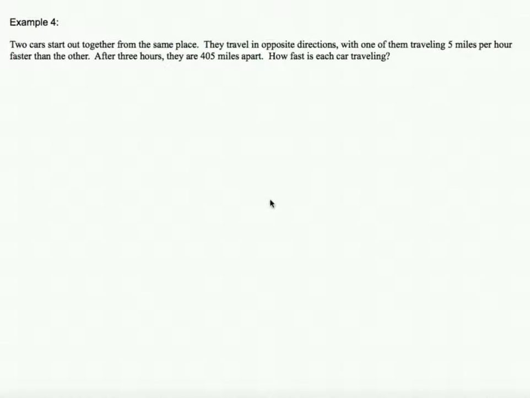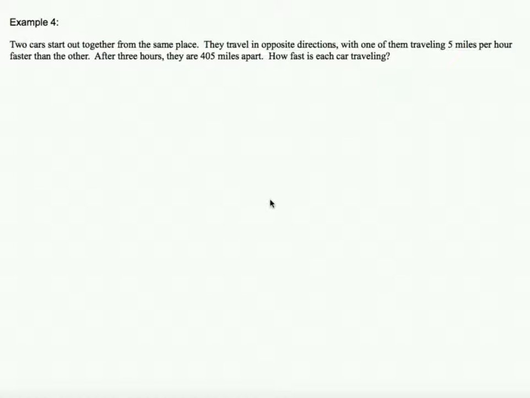Example 4. Take a minute and write this in your notebook. Please pause the video and start when you're done. Two cars start out together from the same place. They travel in opposite directions, with one of them traveling 5 miles per hour faster than the other. After 3 hours, they are 405 miles apart. How fast is each car traveling?